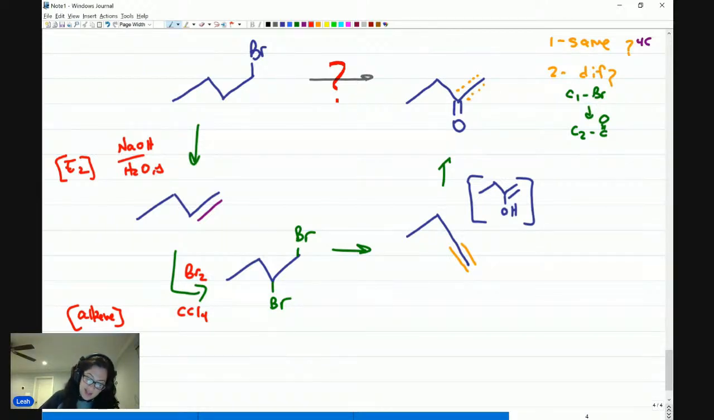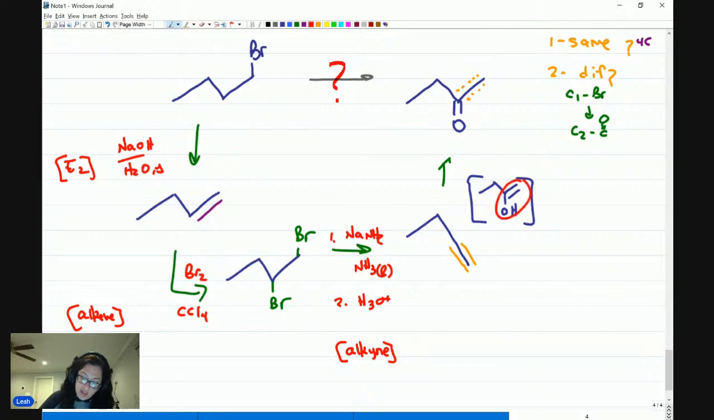Once I have my dihalide, I do a double elimination with NaNH2 and liquid NH3. This is step 1. Step 2, I have to add H3O+ because it will deprotonate the terminal alkyne, which I don't want. H3O+ is going to add that proton back in. That's the alkyne chapter. The next step is to get the enol and ultimately keto-enol tautomerization. So I'll put KET over there.